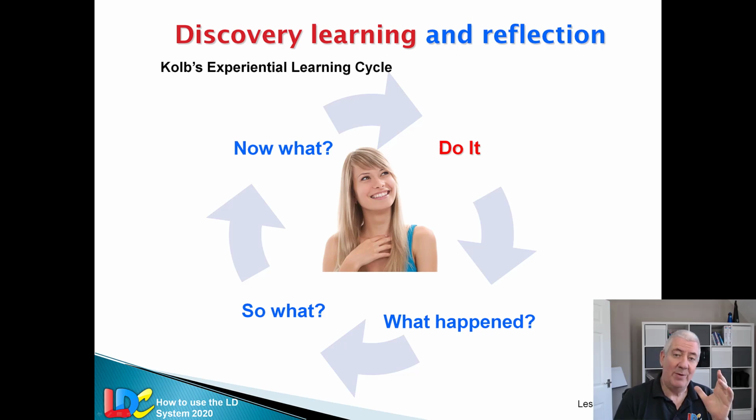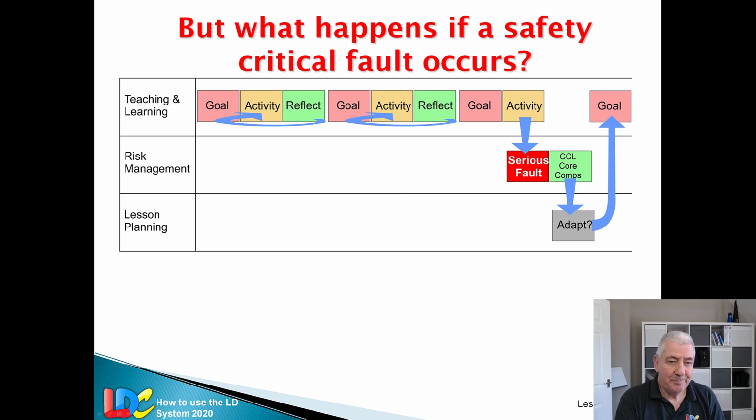What we're hoping to do is to use discovery learning and reflection, utilising Kolb's experiential learning cycle. We do something, we then review: what happened? So what do we learn from that? Now what are we going to do about that? And then we do it again. That one loop will ensure that learning happens. It's the way human beings are hardwired to learn.